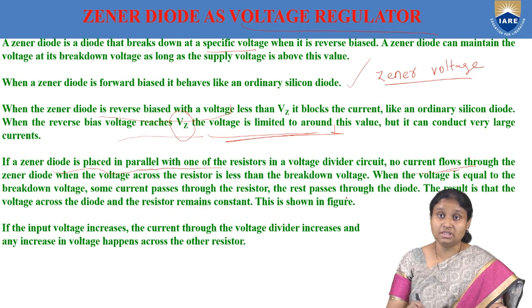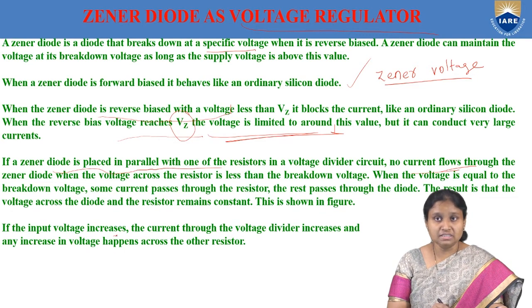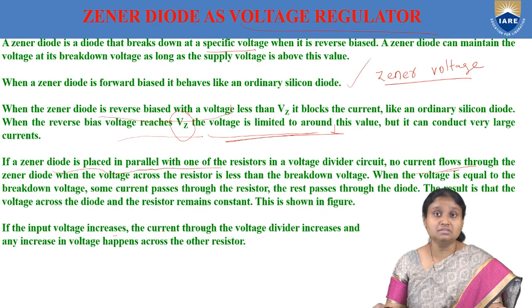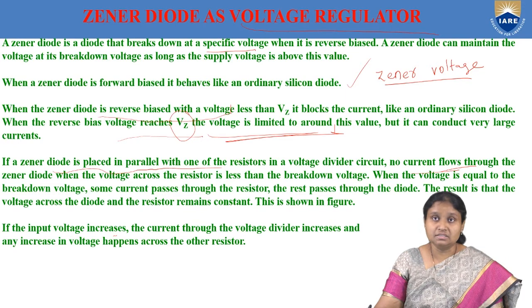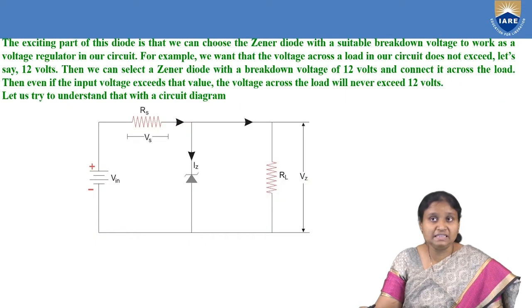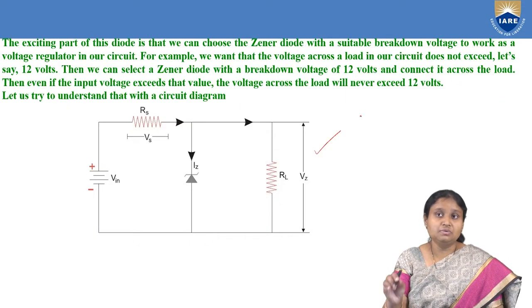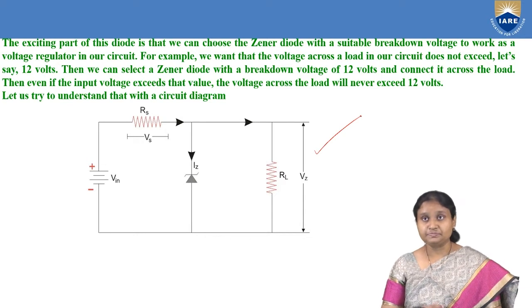This results in our constant voltage. So the voltage remains constant, and if the input voltage increases, then the current through the voltage divider increases, and we observe an increase in voltage across the other resistor. We can explain this using the circuit diagram given in this PPT.